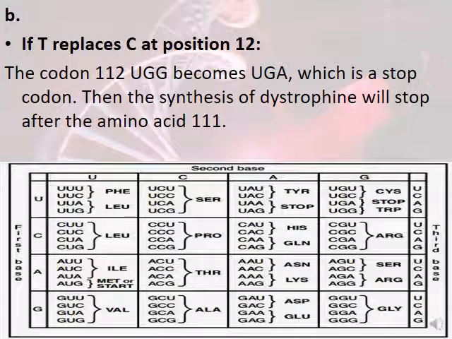Part B. They said if T replaces C at position number 12, the codon UGG becomes UGA. So UGA, this is a stop codon. So there is a stop codon, and the synthesis of dystrophin will stop after amino acid 111.